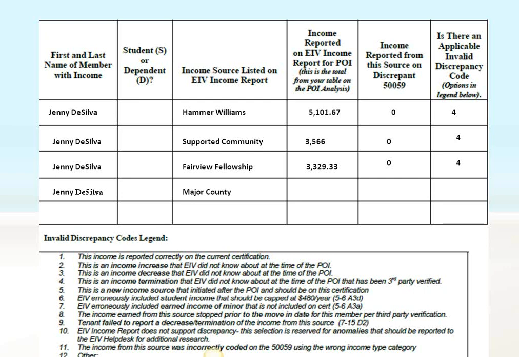Final box was major county. What's unique about the major county income? She worked there very long?